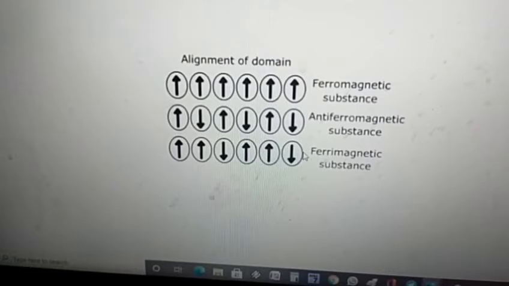On heating, these ferrimagnetic substances become paramagnetic substances. So this is about the magnetic properties of substances. The substances are classified into 5 types based on their magnetic properties: paramagnetic, diamagnetic, ferromagnetic, antiferromagnetic and ferrimagnetic. That is all we discussed.